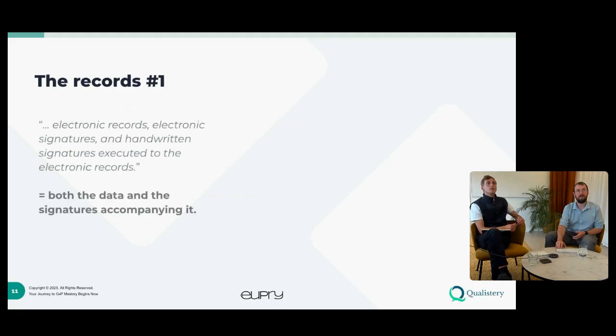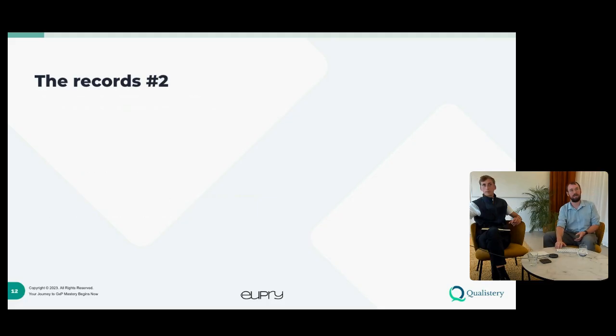First of all, when we look at what records are and how this terminology should be applied, 21 CFR Part 11 defines it as electronic records, signatures, and handwritten signatures executed to electronic records. So when thinking about which records and what record means, it's both the data and the signature that accompanies it.